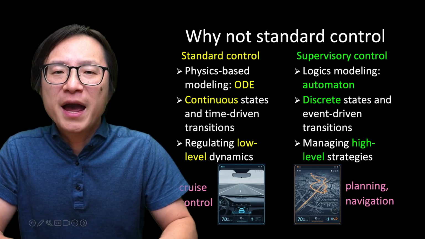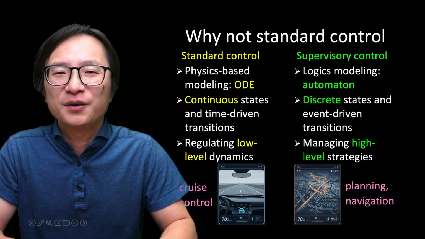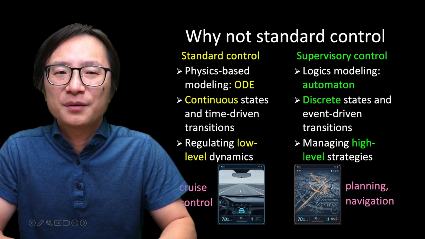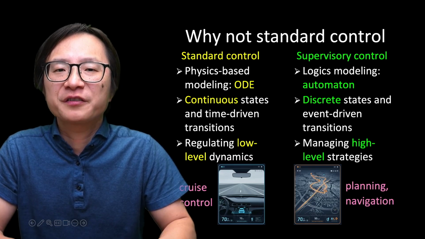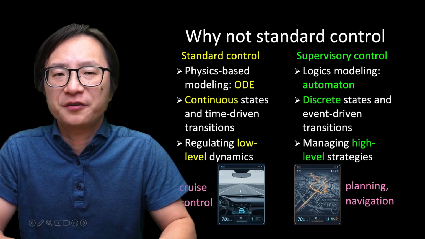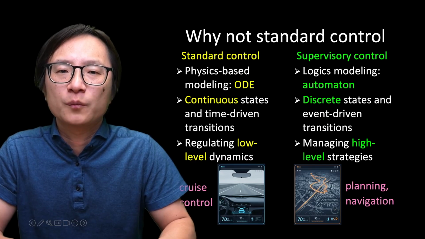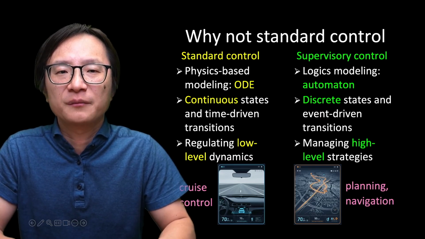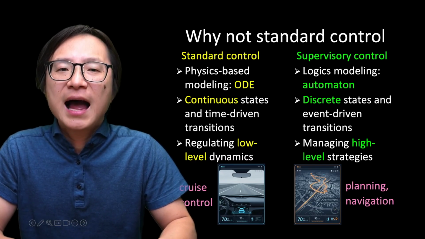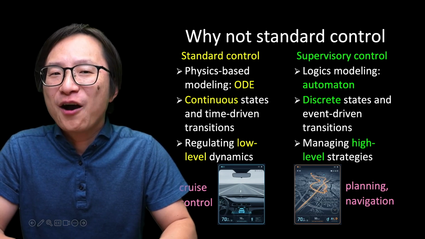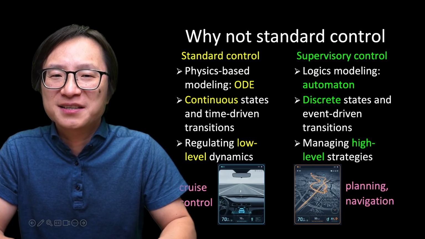It models logical behaviors of the system using what's called an automaton, which is a fancy word originated in ancient Greek, meaning self-moving. Supervisory control deals with discrete states and event-driven state transitions, and its goal is often to manage high-level strategies. So the contrast is obvious. It is continuous low-level signals versus discrete high-level strategies. It is how much gas do I inject to my car versus where should the car go next.